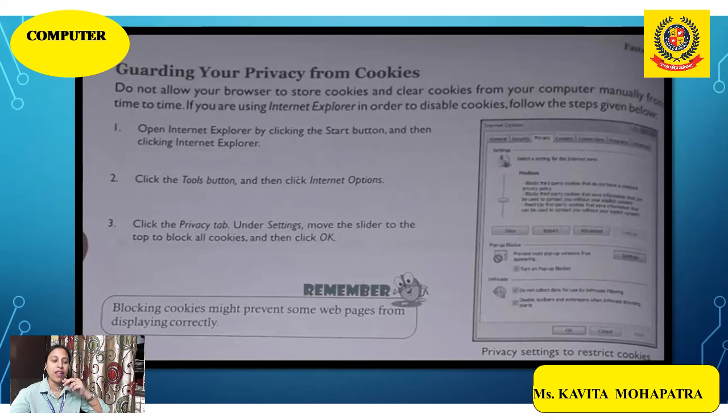If you are using Internet Explorer, in order to disable cookies, follow these steps. Open Internet Explorer by clicking on the Start button, then click Internet Explorer. Click the Tools button, then click Internet Options. Click on the Privacy tab under Settings. Move the slider to the top to block all the cookies, then click on OK. Blocking cookies might prevent some web pages from displaying correctly.